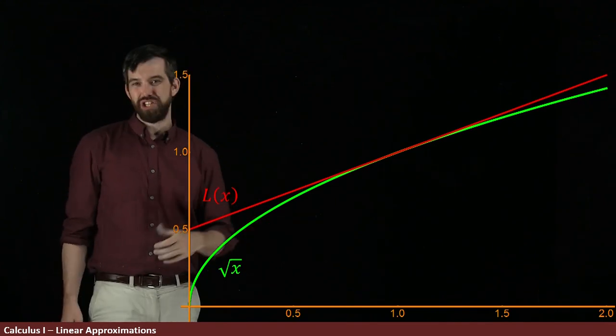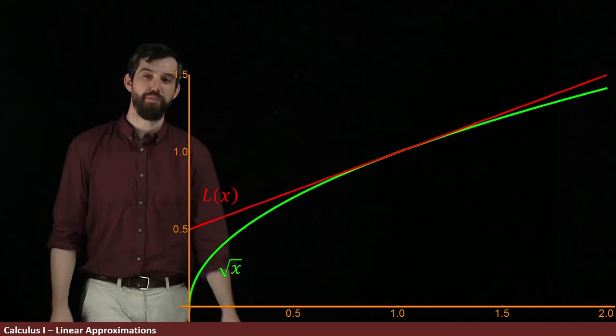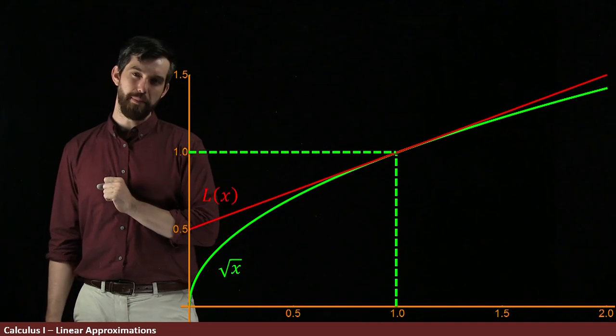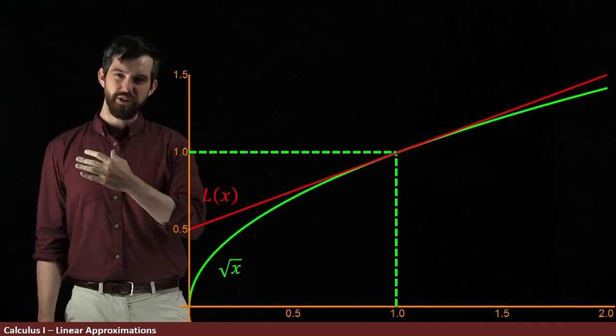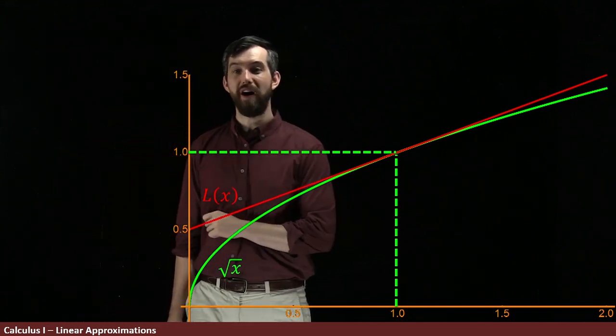Now the reason why I chose 1 is I know what the square root of 1 is. The square root of 1 is just 1. I can do that pretty easily. And indeed, we could plug in the 1 here and we could get out the value of 1. But you know what I don't know how to do in my head? The square root of not 1, but 1.5.